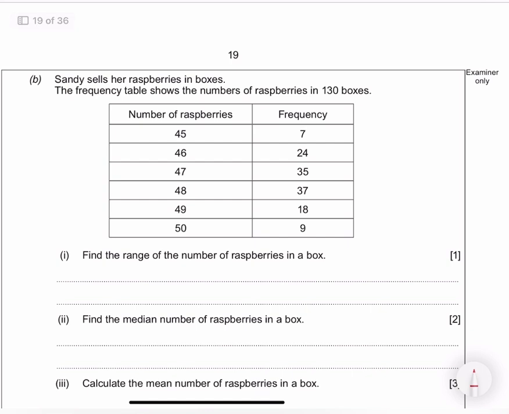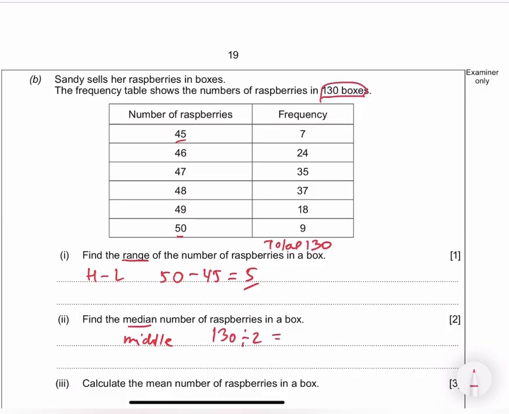Sandy sells her raspberries in boxes. The frequency table shows the number of raspberries in 130 boxes. So we will need this number later. So there are 2 columns. The first number shows the numbers of raspberries, and the second shows how many boxes there are. So we know there are 130 altogether. So first we're finding the range. Range is highest number minus lowest. So we're just going to go for the highest number of raspberries in the box, 50, and the lowest, 45, and take away, so that's 5.